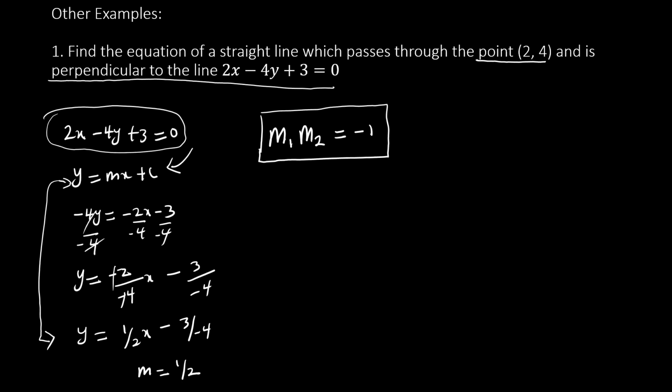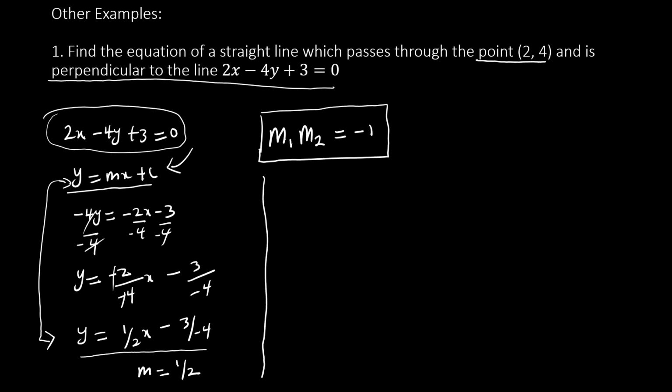That is, we compare these two equations, the general equation of a straight line and what we derived here. We have y equal to y, mx equal to 1 over 2x, and c equal to negative 3 over negative 4. So we now have our m equal to 1 over 2.